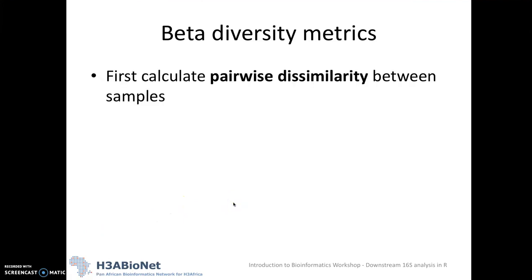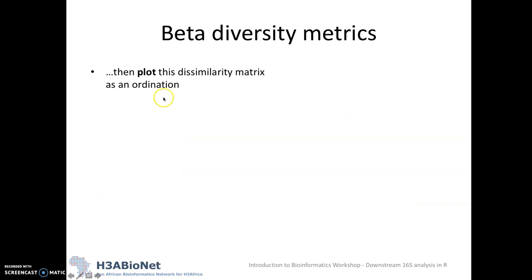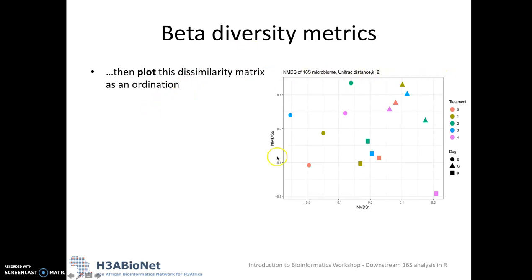So to calculate beta diversity analysis, we'll do pairwise dissimilarity calculations. So between each pair of samples in your matrix, you'll get a beta diversity estimate. So for instance, dog 1 versus 10 and dog 1 versus all other dogs. And that gives us an estimate of how close these samples are to one another. And to visualize that, we would plot an ordination.